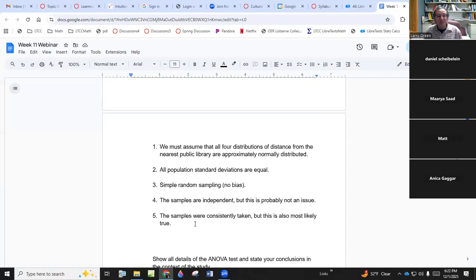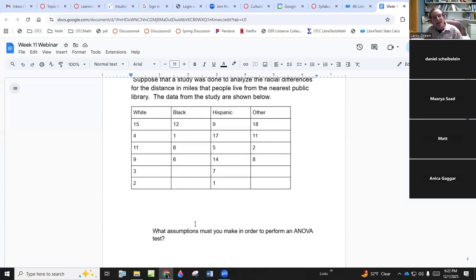The samples were consistently taken. Also, most likely true. Maybe not, but, you know, probably true, but it may not be. So you have to assume it. Any questions on the assumptions?